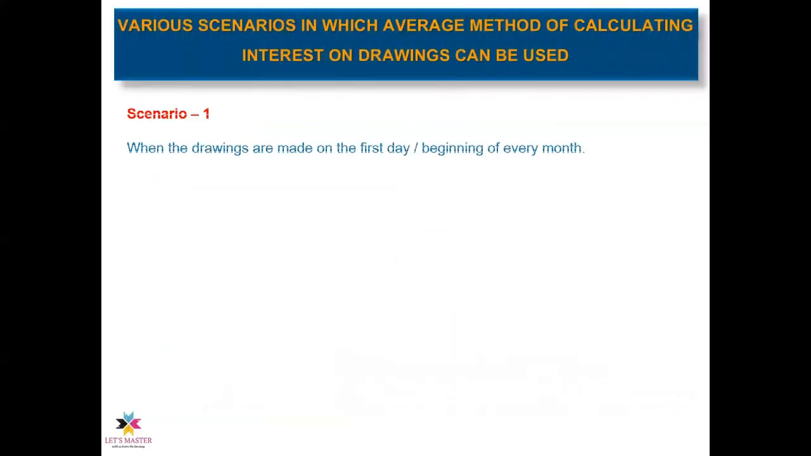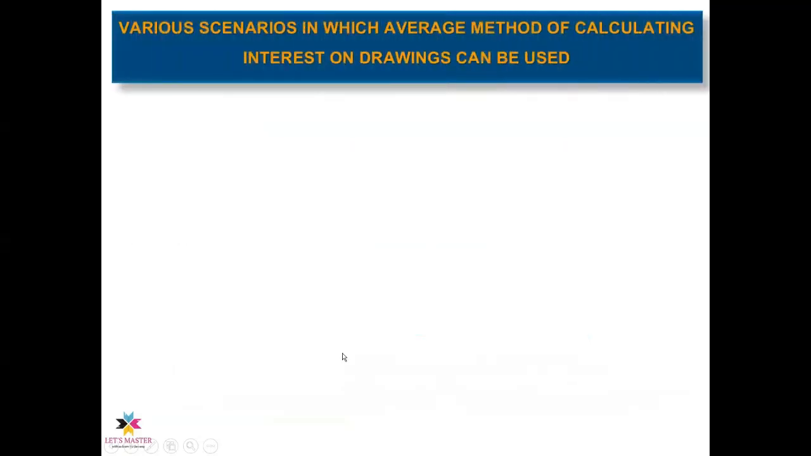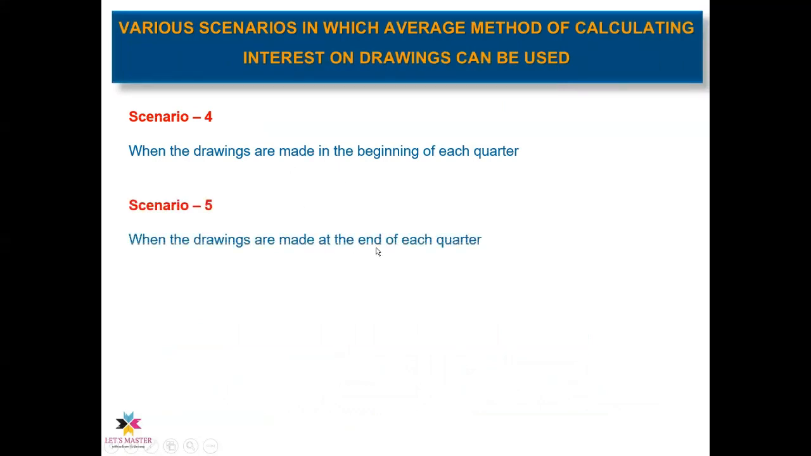So if we talk about scenarios, the first scenario is when the drawing is made on the first day or beginning of every month. Second scenario, when the drawings are made at the end of every month. Third scenario, when the drawings are made at the middle of every month or at any time during the month. Similarly, if we talk about quarterly basis, beginning of the quarter, end of the quarter, or during the middle of each quarter.